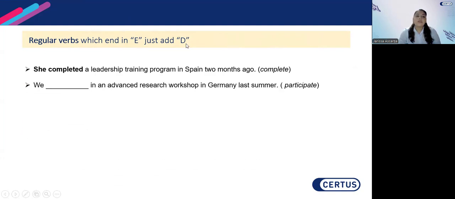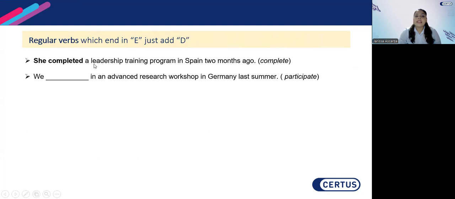Let's go to the second rule. The first rule is for most cases, but there are special cases, okay? Here is this one. A regular verb which ends in E, we just have to add D. For example, she completed a leadership training program in Spain 2 months ago. The verb here is complete. So as complete ends in the letter E, we just have to add the letter D. So that's completed.